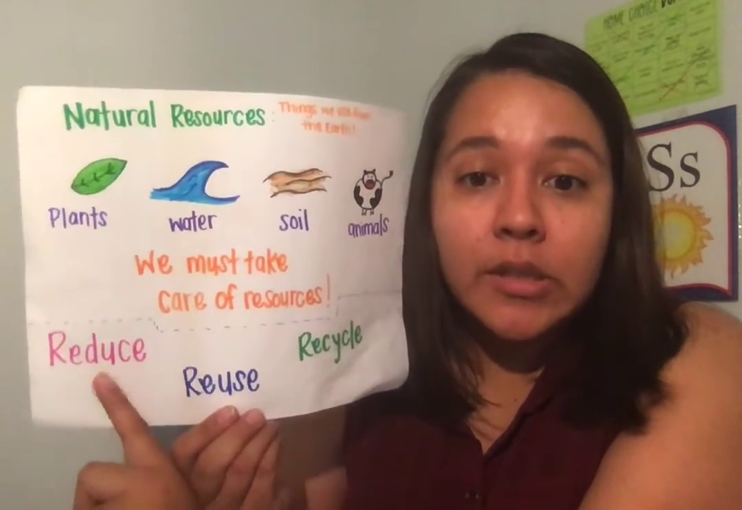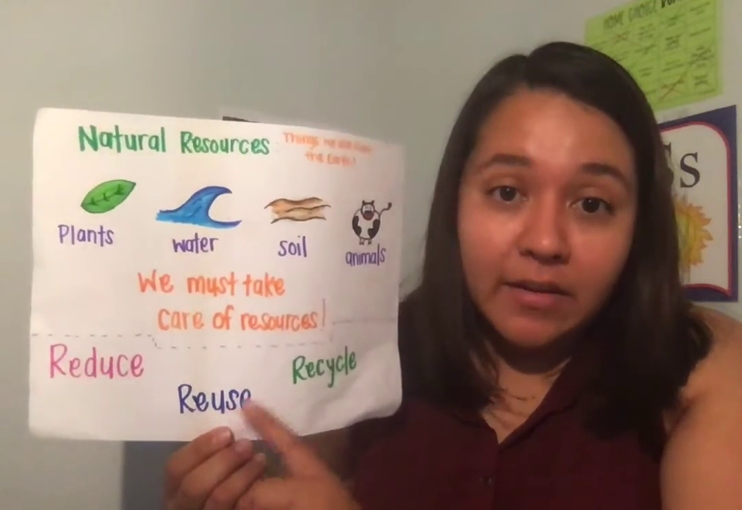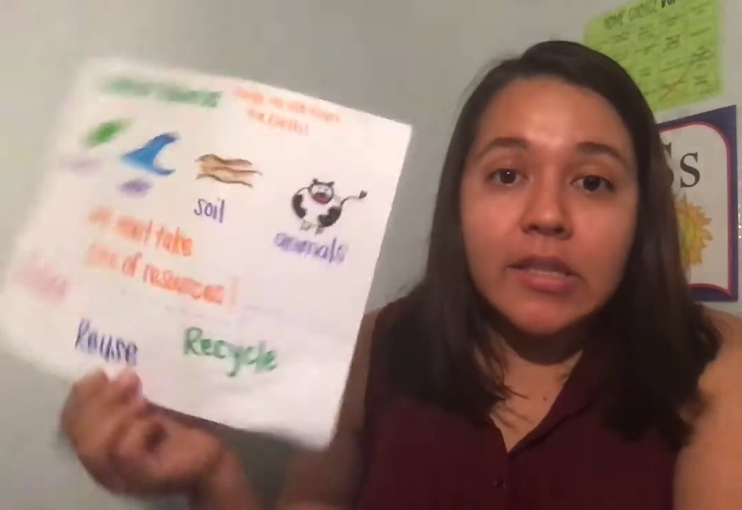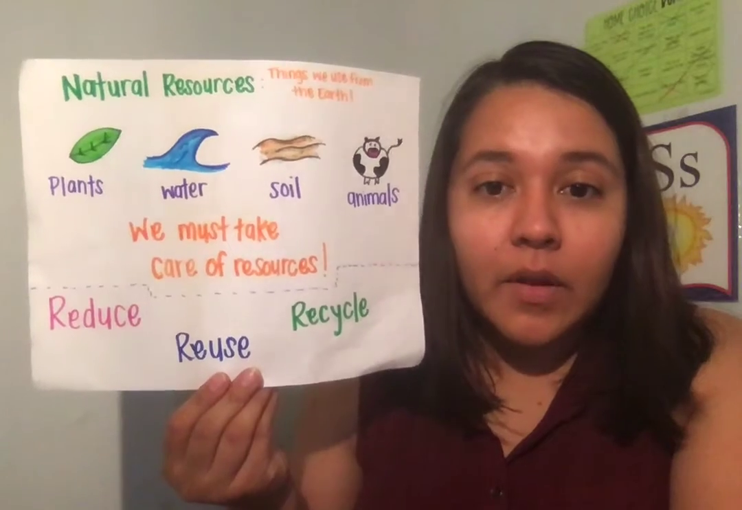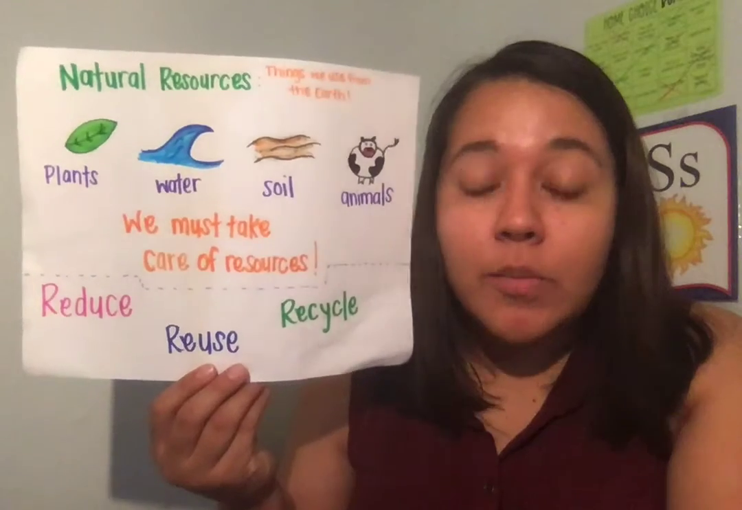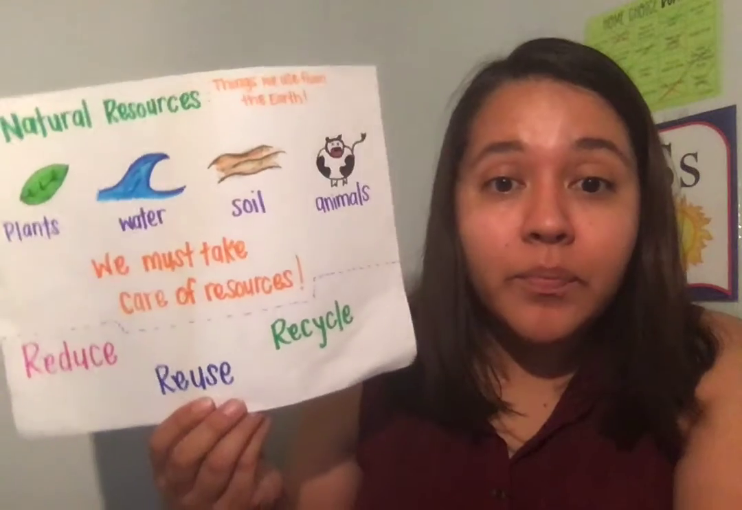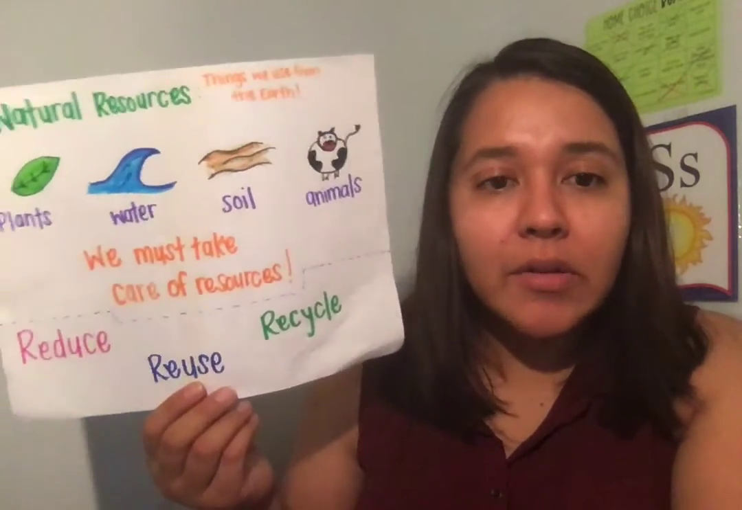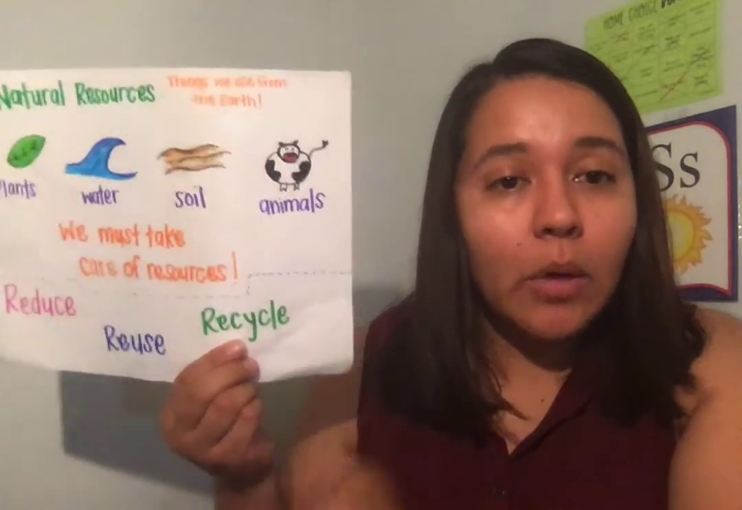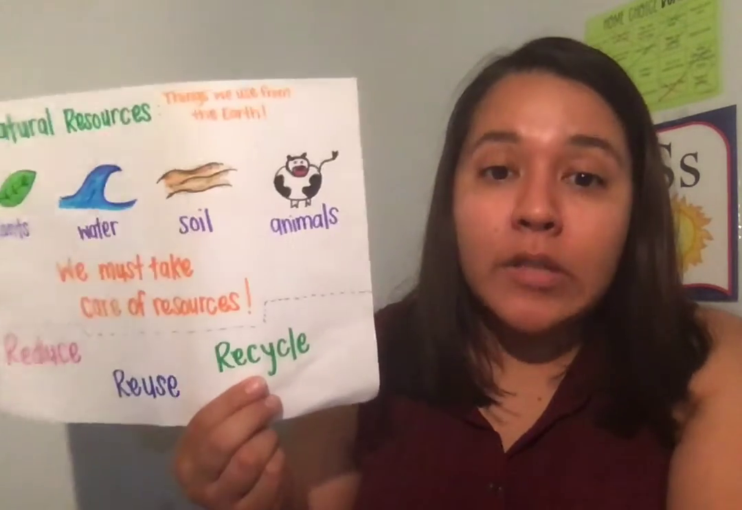So we could reduce, we could reuse. That means you could use the item again. So this paper, I used it again. See, it was something else and I used it again. You could reuse your water bottles. You could use reusable grocery bags. Mommy and Daddy have some at home. So go around your house and see what else you could reuse. Go in your house and see what you could recycle. What does recycle mean? To make new items from an old item.